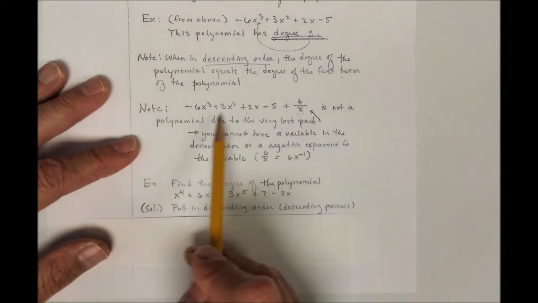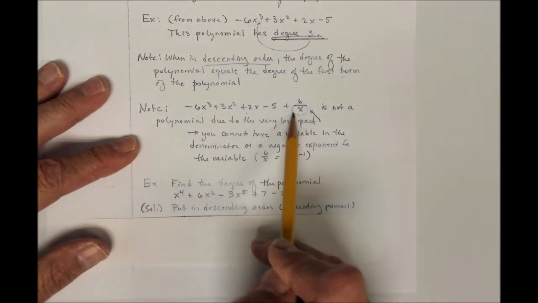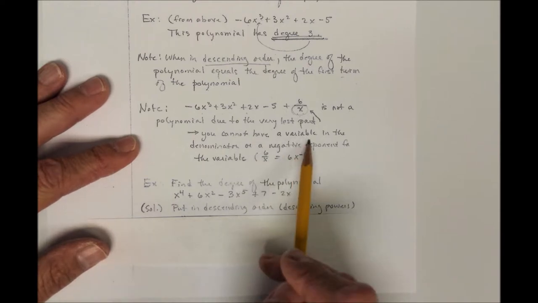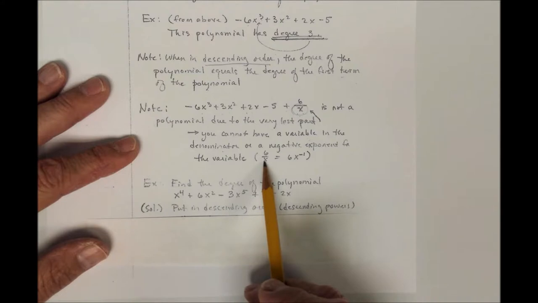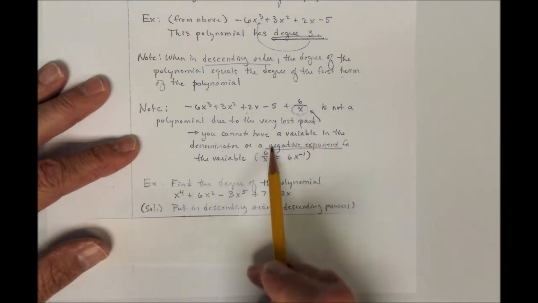Well, right away, this is not a polynomial because you can't divide by x. Remember, it has to be a factor. You cannot have a variable in the denominator, or since the variable in the denominator is like a negative exponent, you cannot have a negative exponent for your variable.